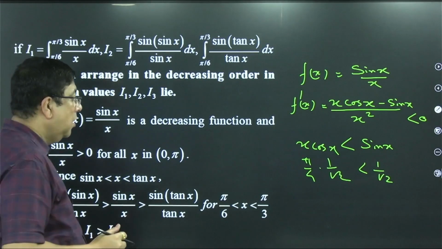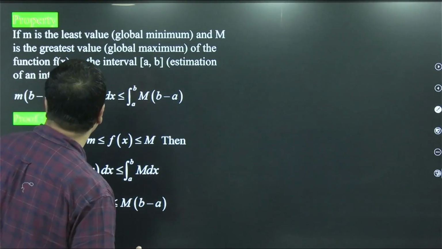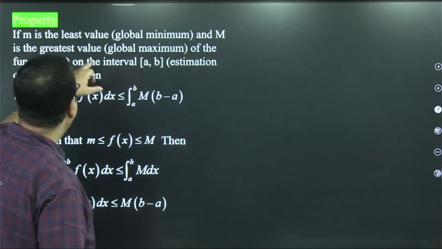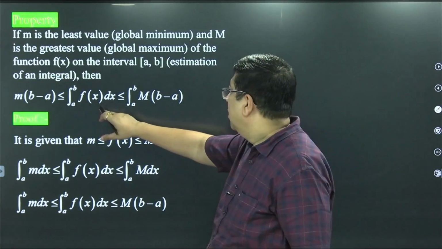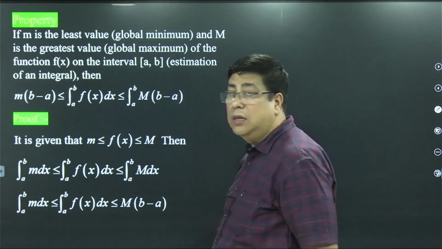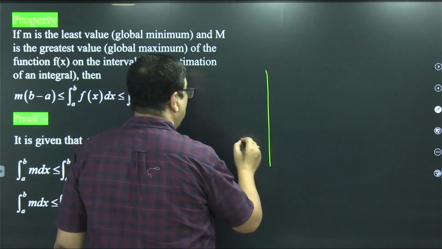Now let's go to the next property. If m is the least value, that is the global min, and capital M is the global max, then the integration of f(x) is greater than m times (b minus a). So I am trying to explain it to you.